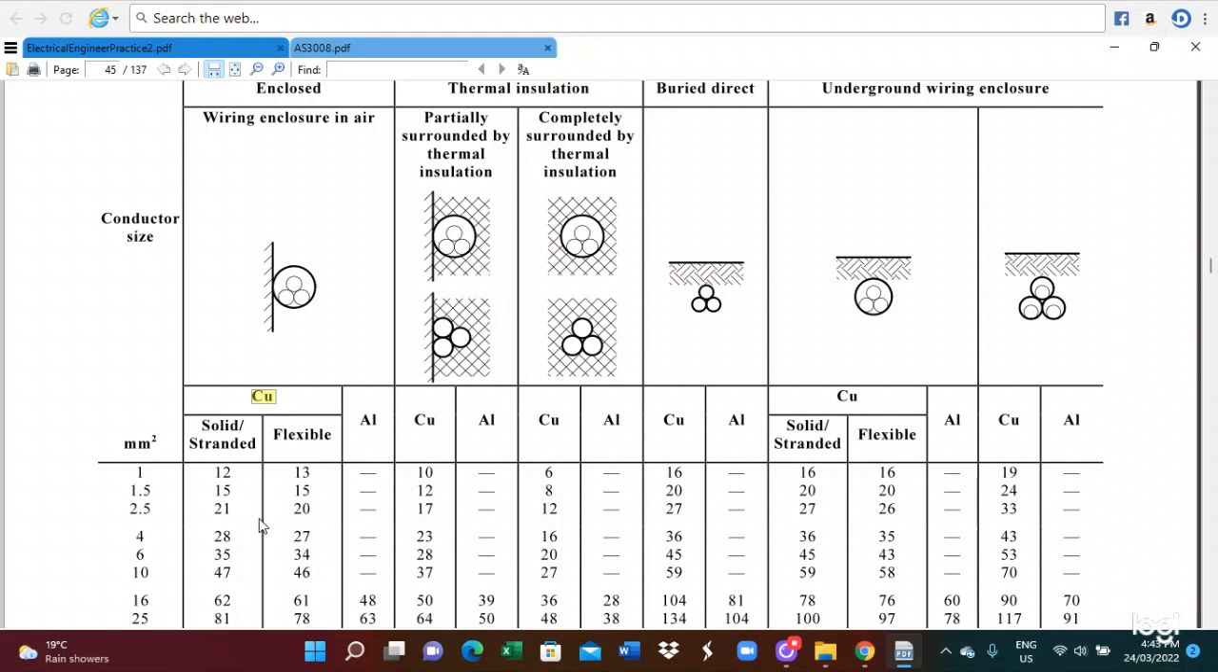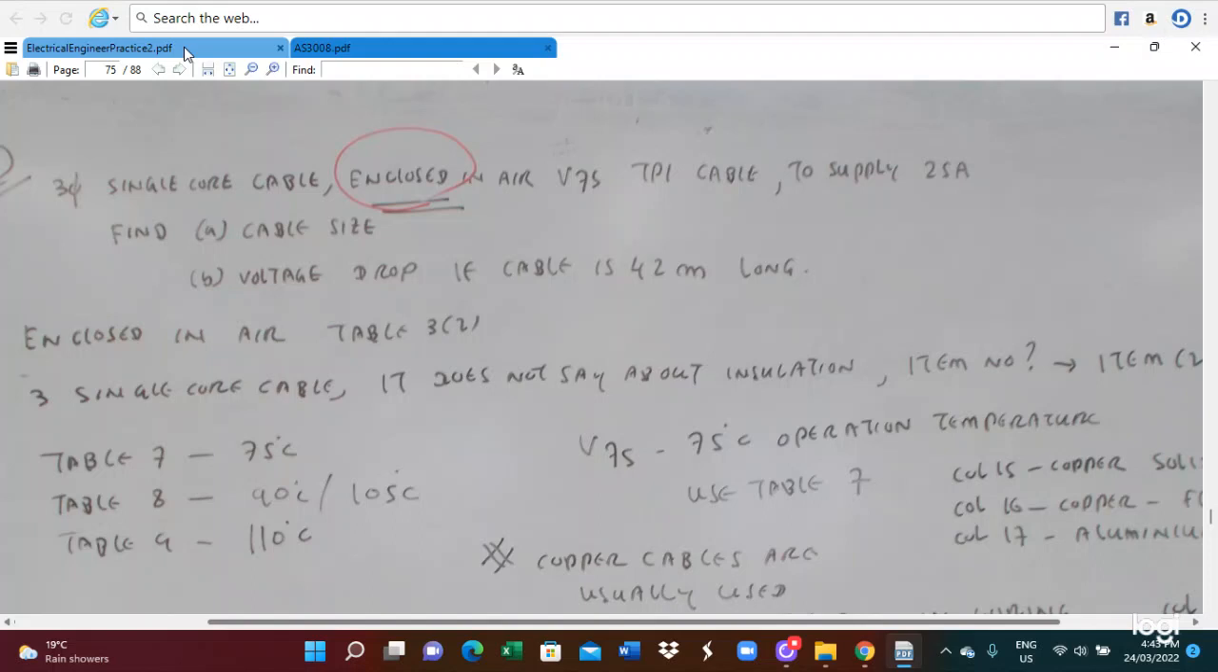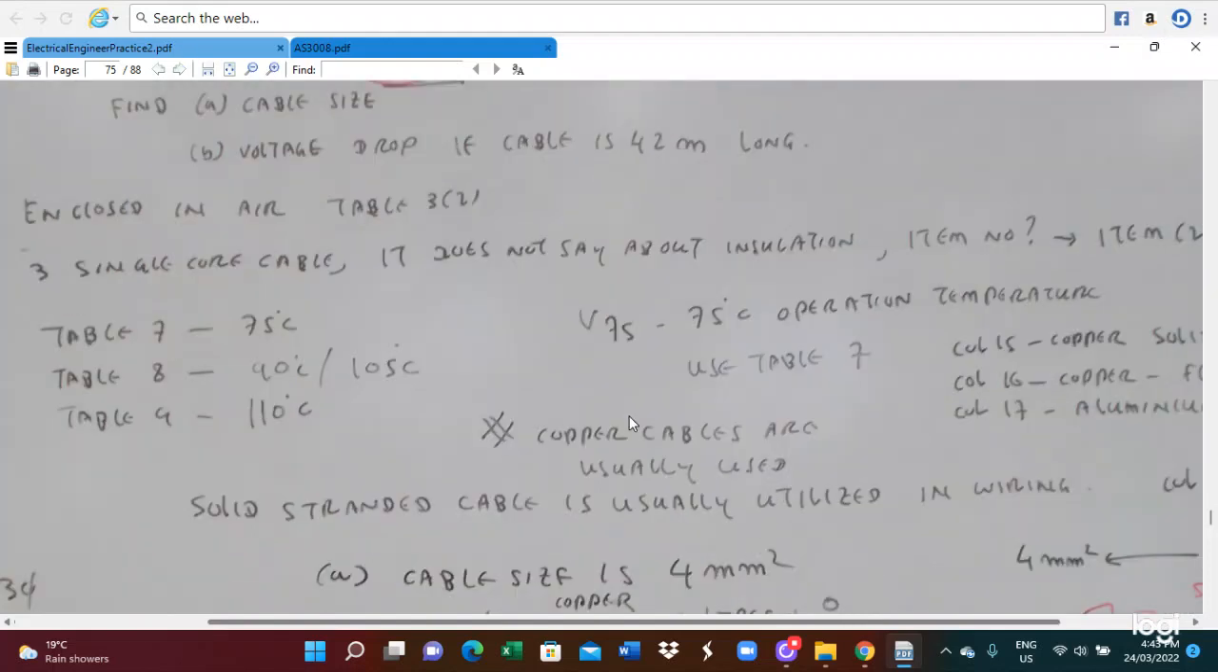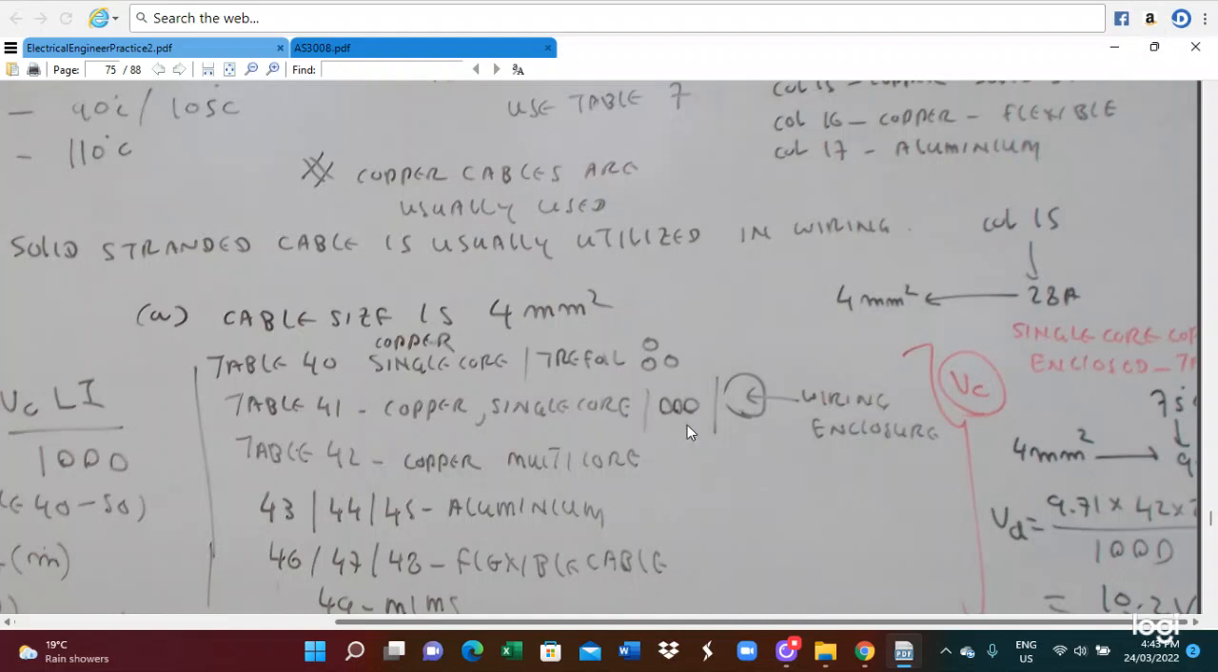So you can look here. The 21 ampere is too small, so 28 ampere is better because solid stranded is given. We utilize 28 ampere. So in this case, we utilize 4 millimeter square. The cable size is 4 millimeter square. This is the way we calculate the cable size of 4 millimeter square.